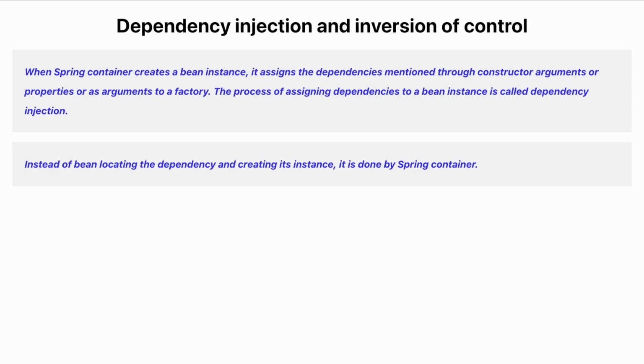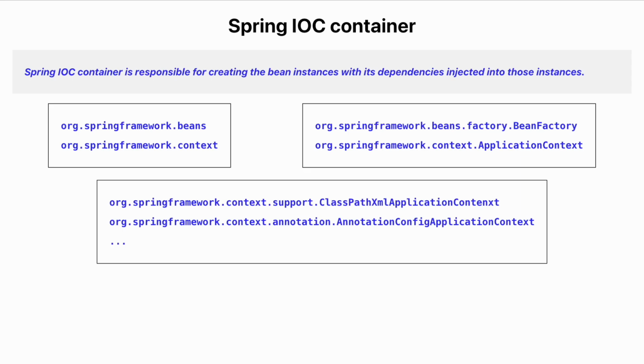There are many scenarios where we may need to pass different dependencies at different places. We may need to pass different subclass instances. All these scenarios can be handled through the Spring Framework Spring IOC container. It is responsible for creating the bean instances with its dependencies injected into those instances.